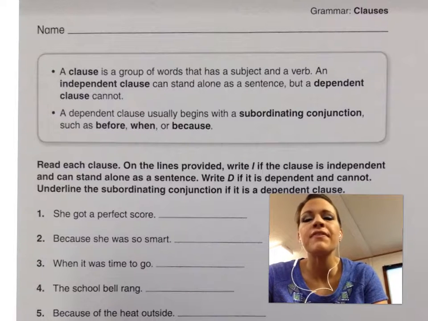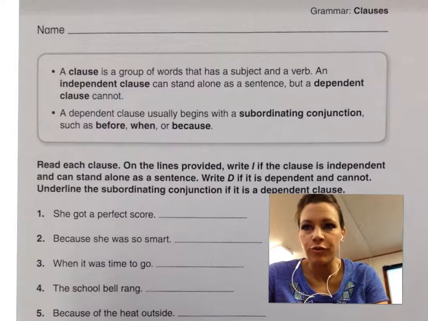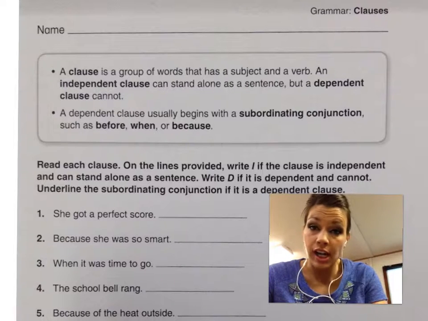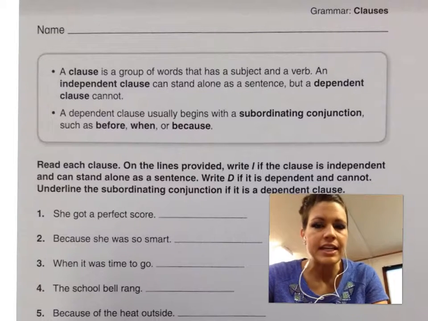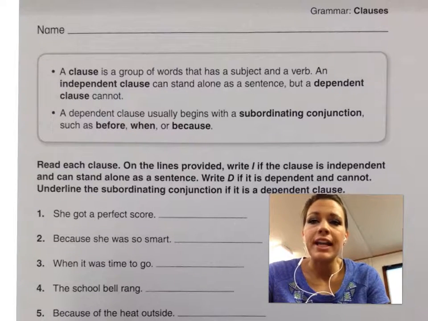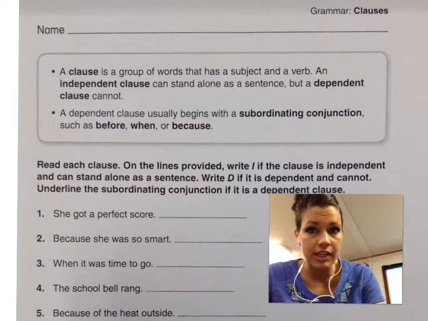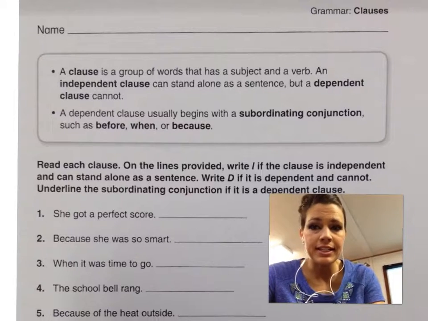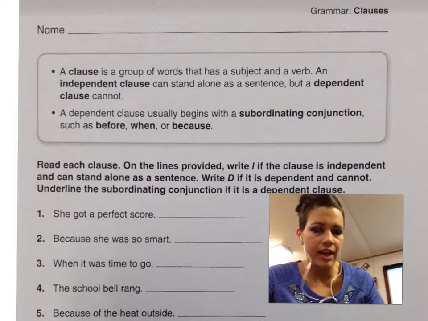If you look at the top of the page, a clause is a group of words that has a subject and a verb. We've already talked about independent clauses. They can stand alone as a sentence. But if you have a dependent clause, those cannot stand alone. Dependent means it relies on something else.